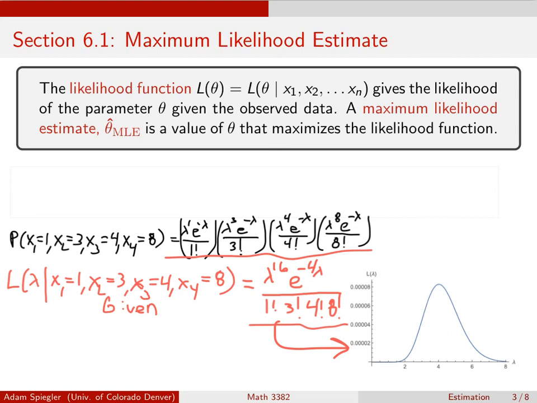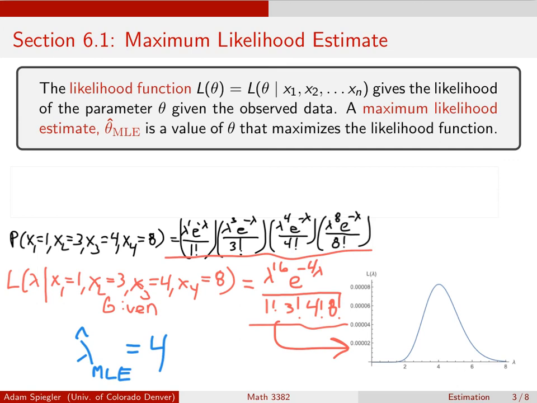So looking at this graphically, we might say that my maximum likelihood estimate for lambda in this case is going to be 4. And so the significance of this 4 is saying that here's the probability of getting our output. We don't know what lambda is, but if I set lambda equal to 4, that's going to make this probability greatest.